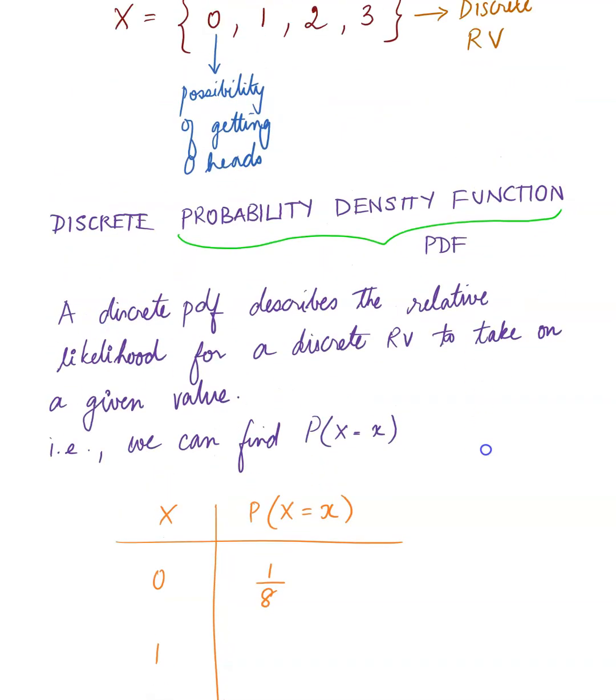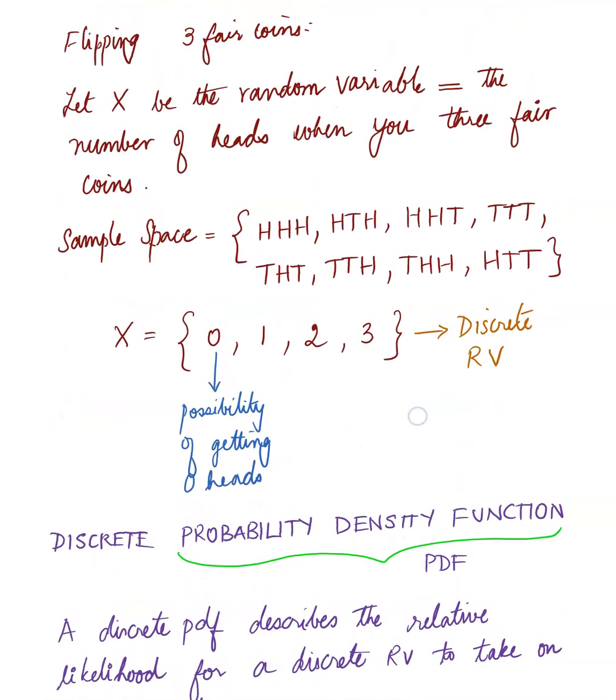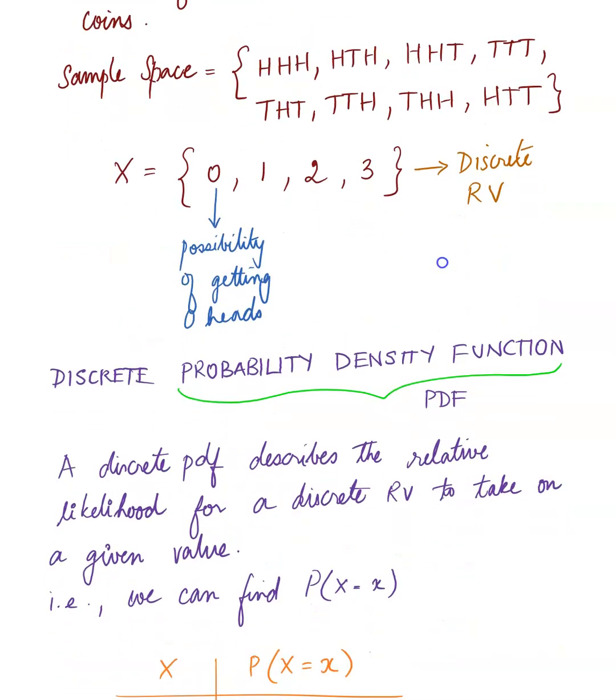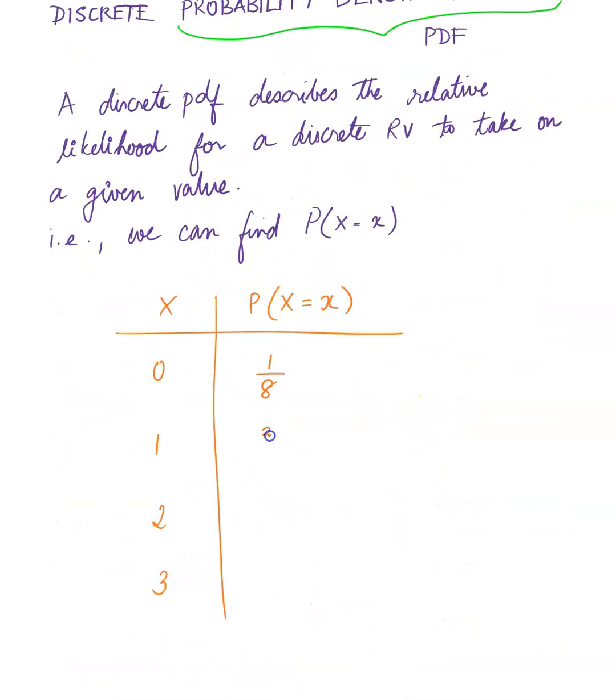Then I go for x equals 1. X equals 1 means we're looking for the outcomes that have only 1 head. So THT has 1 head, TTH has 1 head, and HTT has 1 head. So I see 3 possibilities out of the 8 that have 1 head. So 3 out of 8 is the chance of tossing 3 fair coins and getting 1 head.